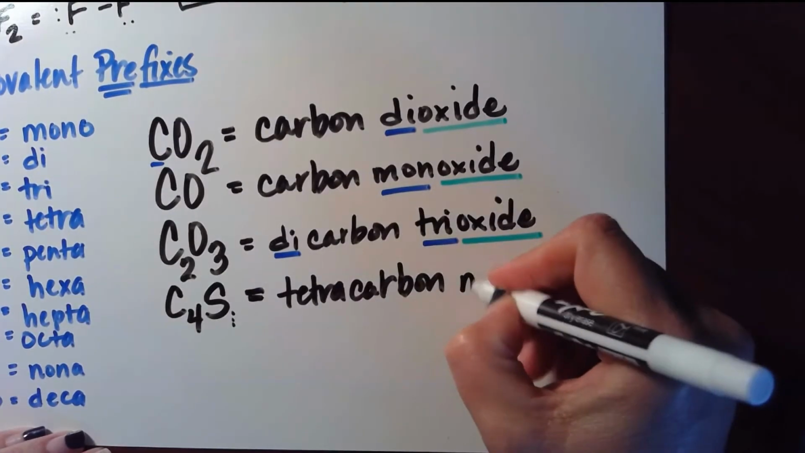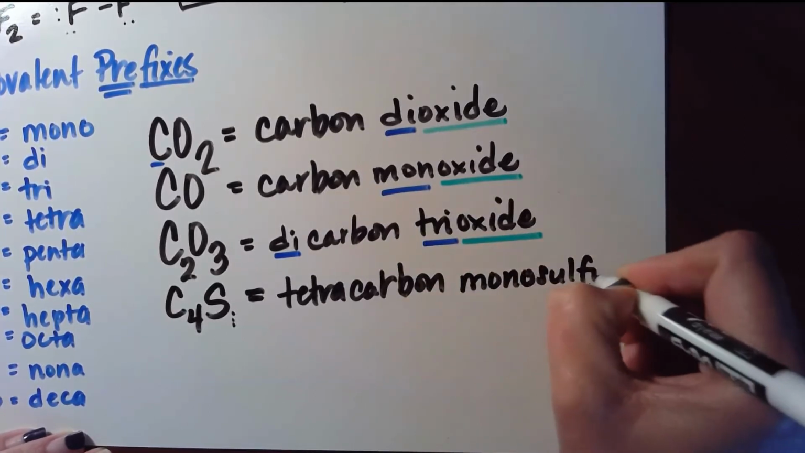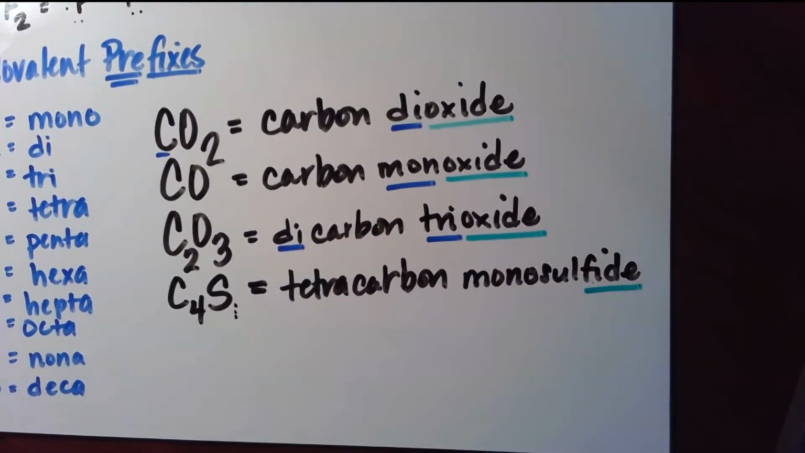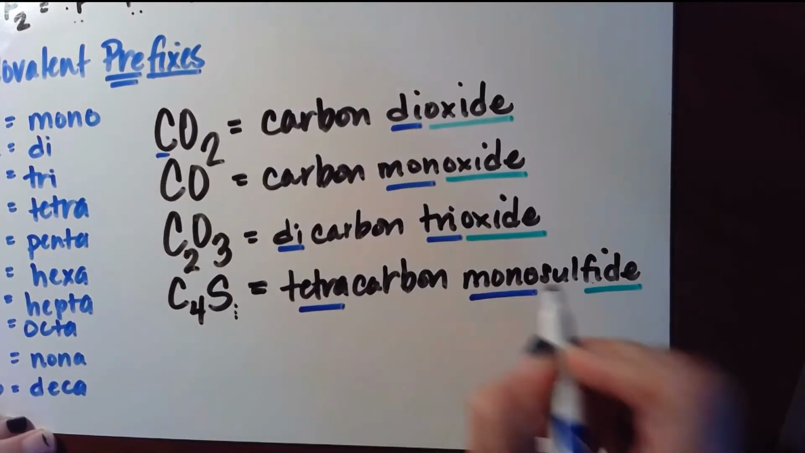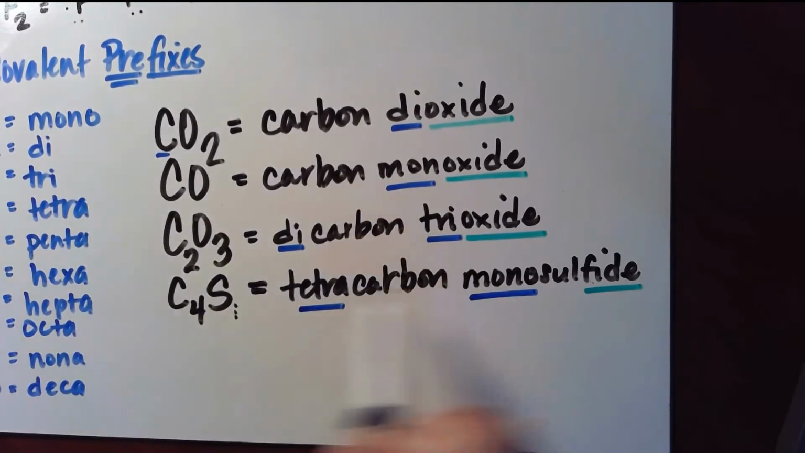And in this case, it's mono. So we would call this one monosulfide. Normally sulfur, change the ending to ide, and then we have our 2 prefixes. We have a tetra and we have a mono. All right, so tetracarbon monosulfide. So that's how we name these. And then writing them is exactly the opposite.